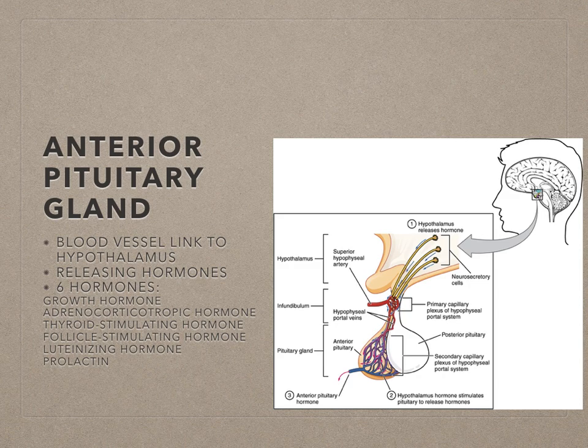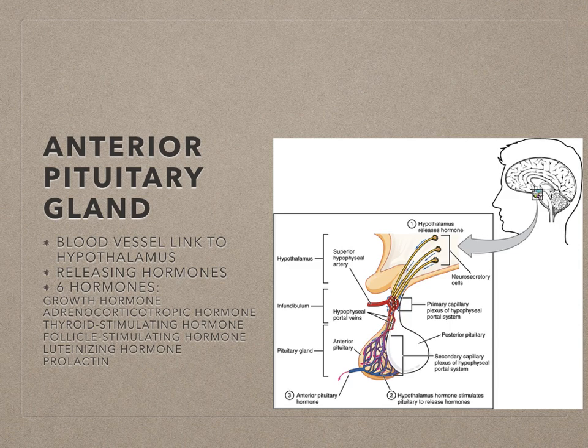Then a couple other hormones, follicle stimulating hormone and luteinizing hormone, are responsible for stimulating activity in both the female and the male reproductive organs. Okay, and that will cause the development of the sex cells in males and females and the release of male and female sex hormones. Prolactin promotes development of the breast and the production of milk.